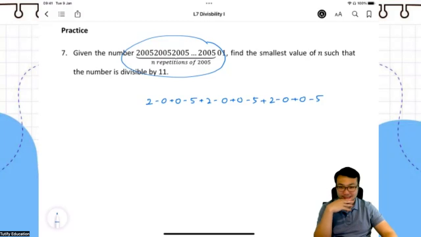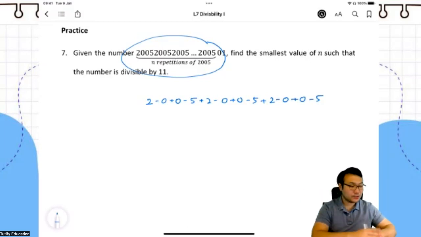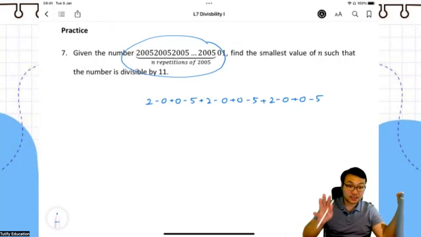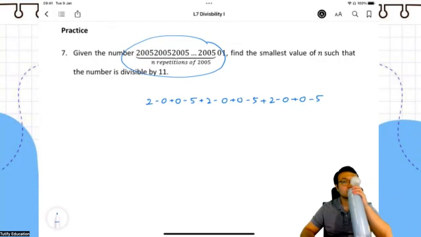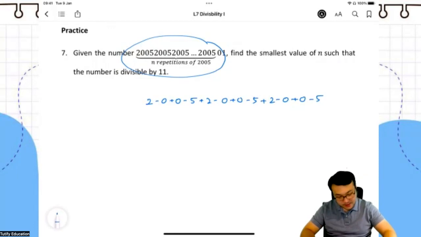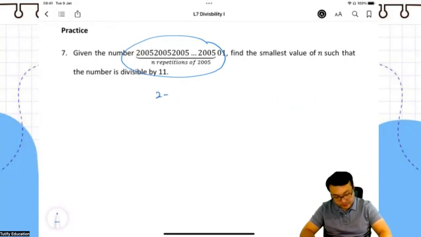Okay, very good. I can't find the alternating sum. I don't even know how many 2005s there are. So can you give me an algebraic expression of the alternating sum? Can we represent this in terms of the letter n? Okay, let's just do one first. Let's just do this first. What do we get?